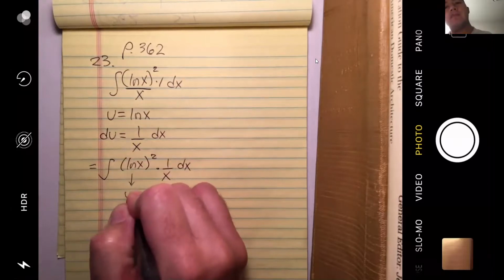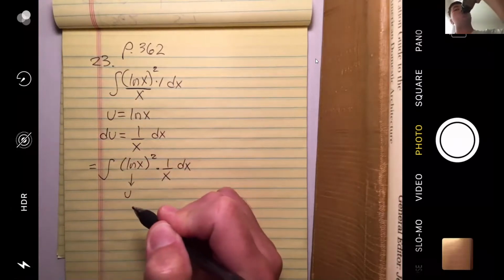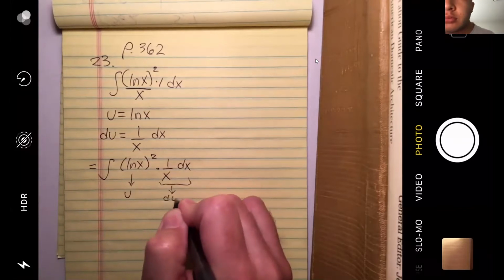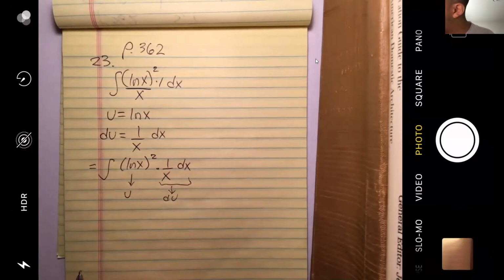Do you see now that you have a u for that? And this stuff is the du. Yeah. So sub in, basically a u squared. Your u is the log, it's inside a square, so that's u squared. The rest of this is du.